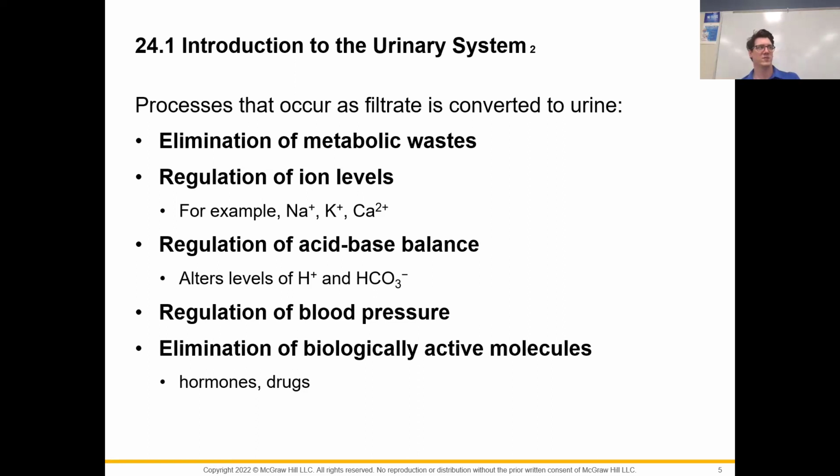Okay, because it is able to regulate the fluid content of the blood, it is also going to be directly linked to regulating blood pressure. Okay, so we're going to talk a little bit about how it's going to do that too, but that is one of its big roles.